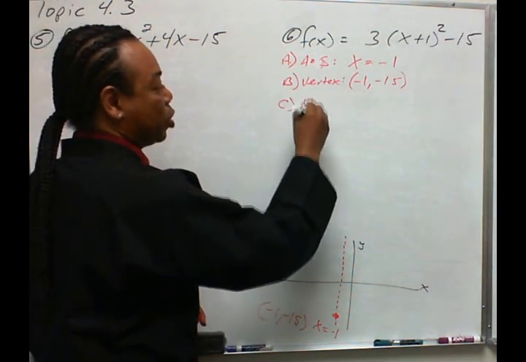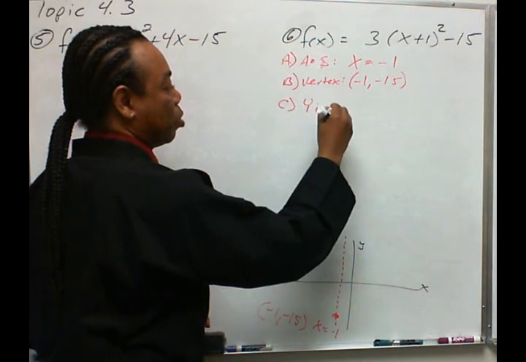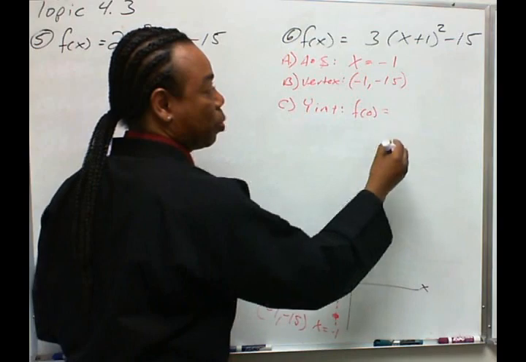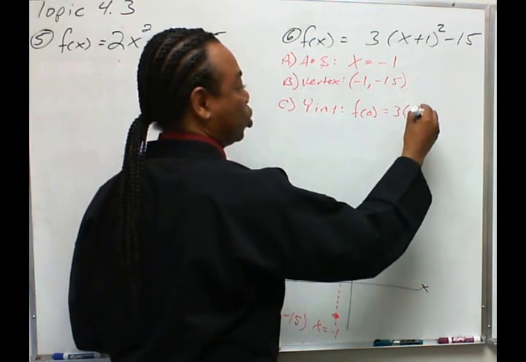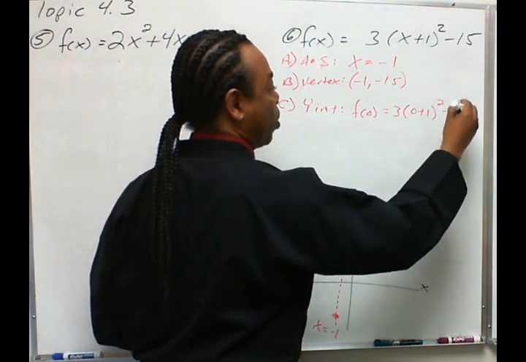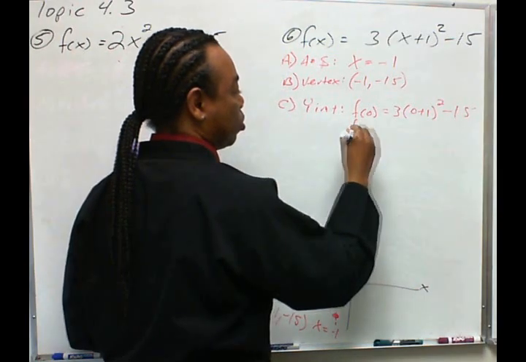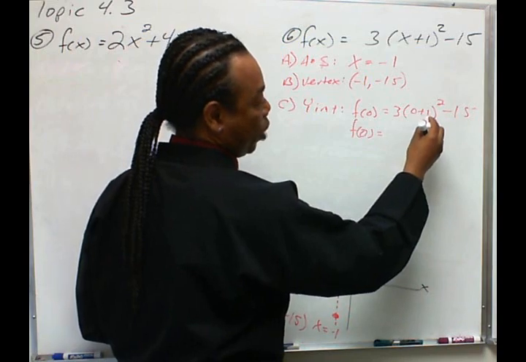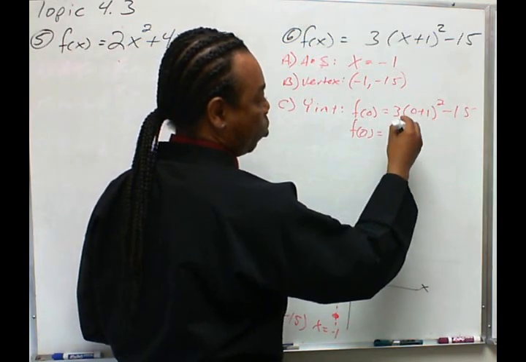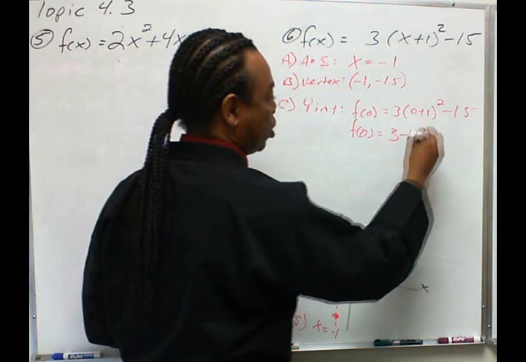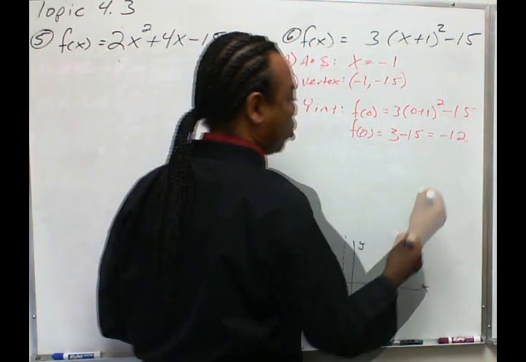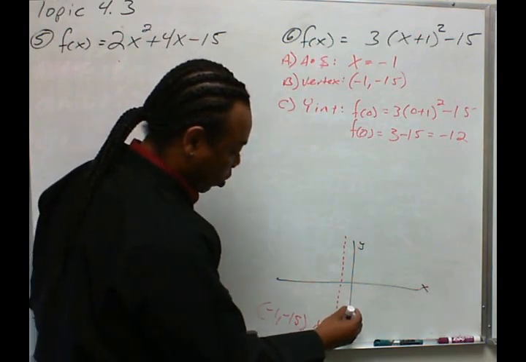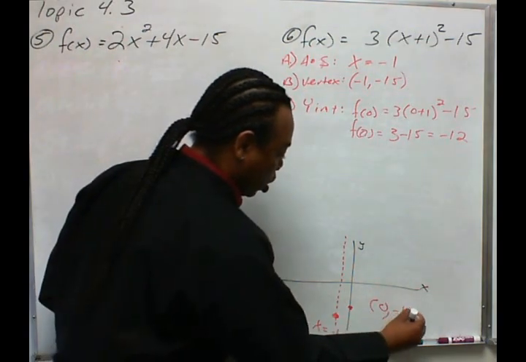Next will be the y-intercept. We find the y-intercept by making all the x's 0. So this will be 3 times 0 plus 1 to the second power minus 15. This becomes 1 squared, which is 1, and 1 times 3 is 3, minus 15, and this gives us -12. So 0, -12 is the y-intercept. So we'll find that right here. 0 and -12.